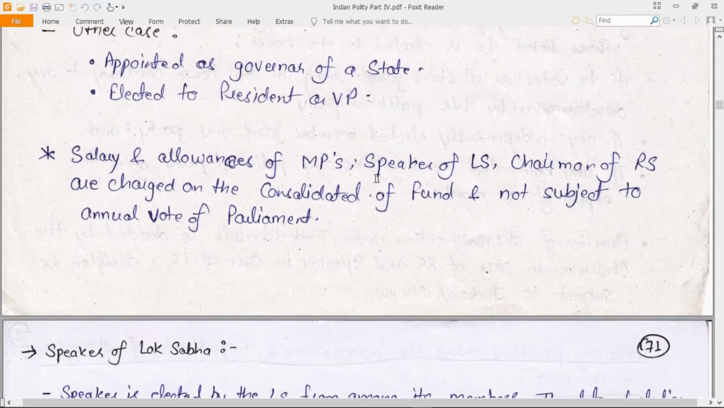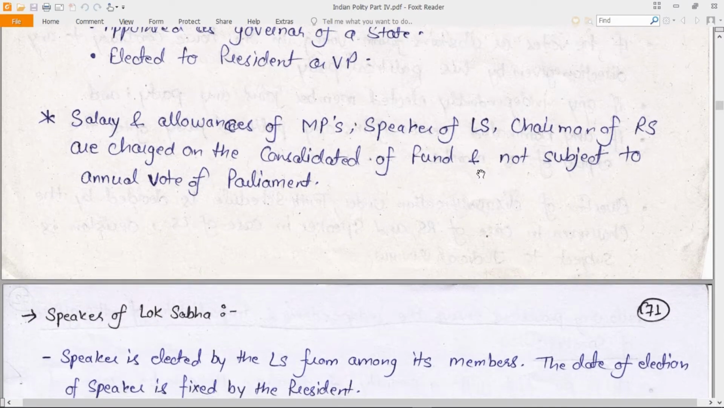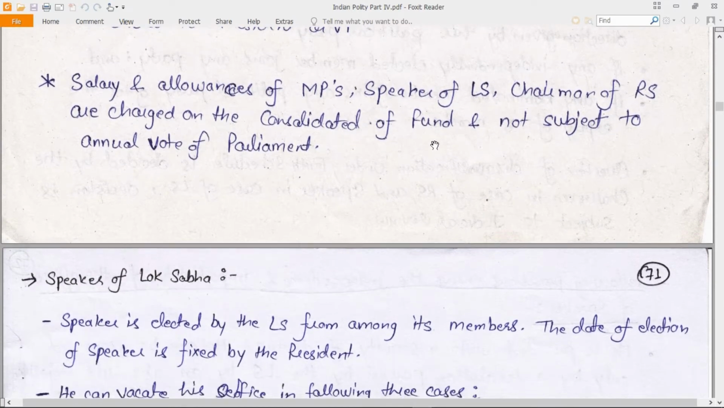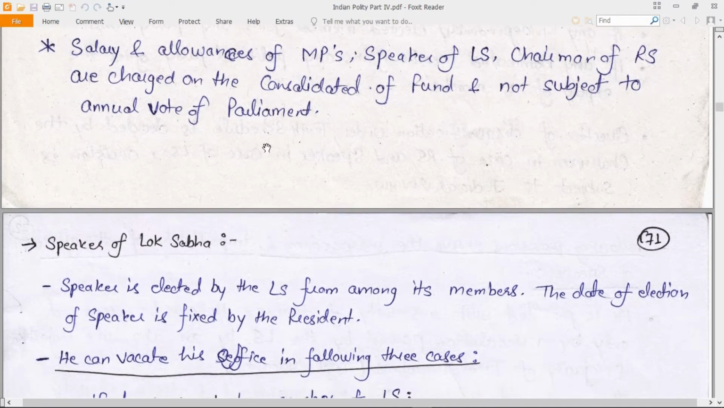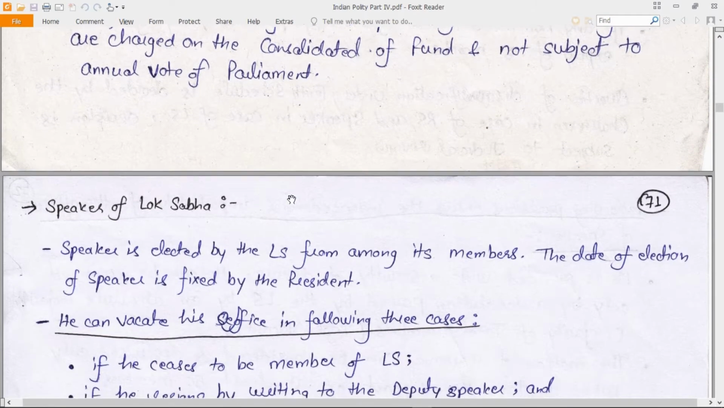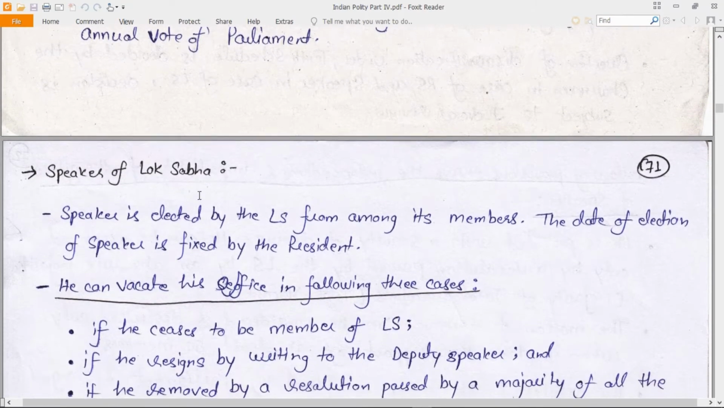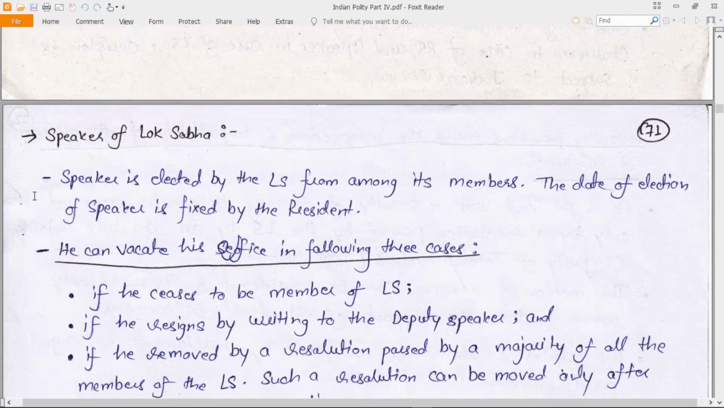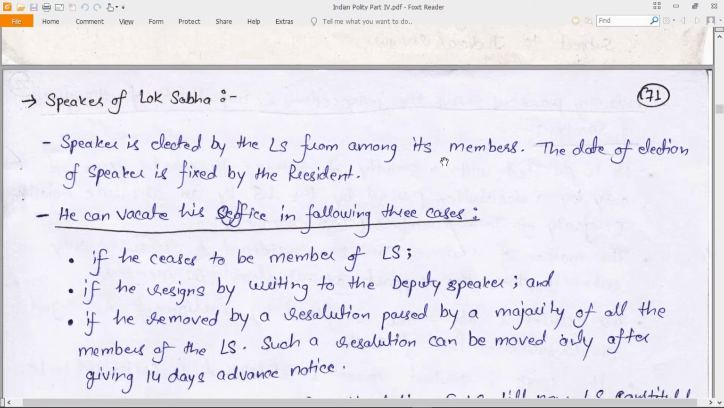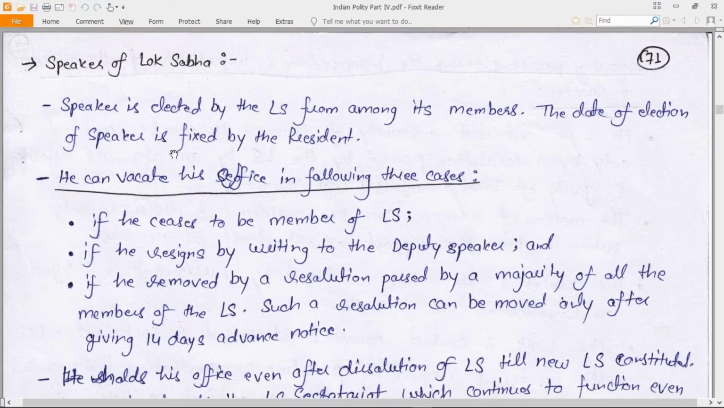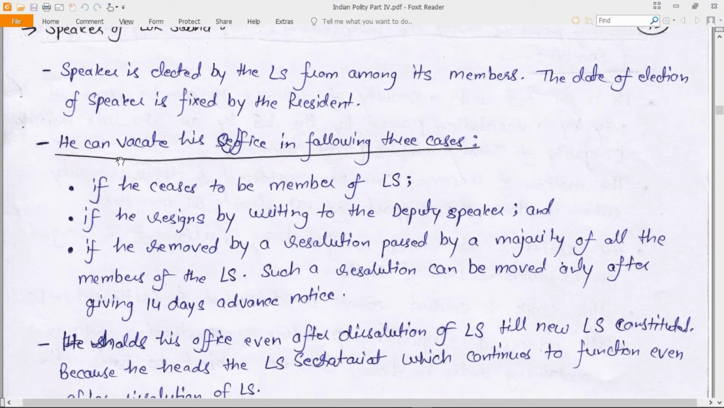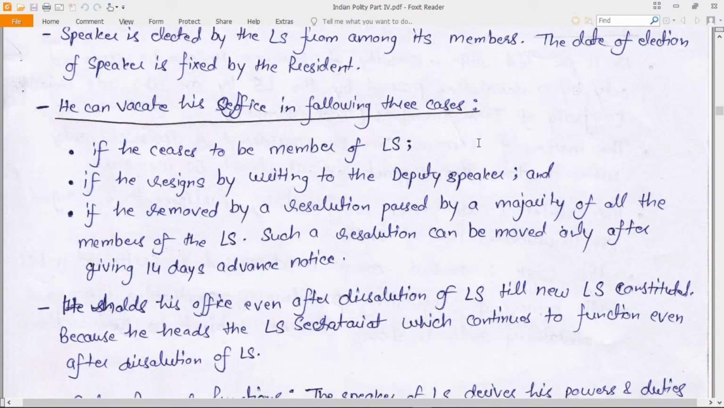Salary and allowances of MPs, Speaker of Lok Sabha, and Chairman of Rajya Sabha are charged on the Consolidated Fund and not subject to annual vote of Parliament. Now let's talk about the Speaker of Lok Sabha, which is a very important post. Speaker is elected by Lok Sabha from among its members. The date of election of Speaker is fixed by the President. He can vacate his office in the following 3 cases.